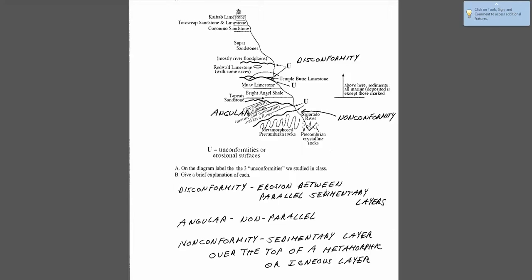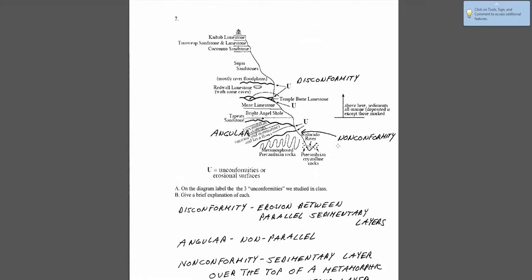And a nonconformity is a sedimentary layer over the top of a metamorphic. Right here are metamorphosed Precambrian rocks, and you'd have this nonconformity right there. This is the exact example that we used in class. So that was it, fairly short.